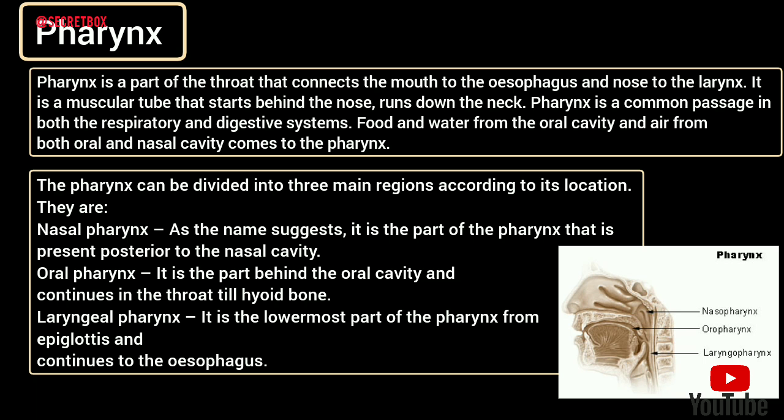The pharynx can be divided into 3 main regions according to its location. They are: nasal pharynx. As the name suggests, it is the part of the pharynx that is posterior to the nasal cavity. Oral pharynx. It is the part behind the oral cavity and continues in the throat till the hyoid bone. Laryngeal pharynx. It is the lowermost part of the pharynx, from the epiglottis, and continues to the esophagus.